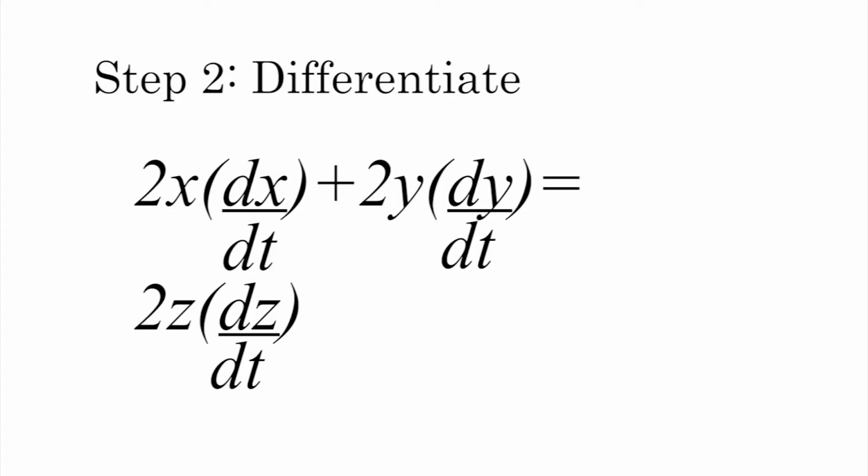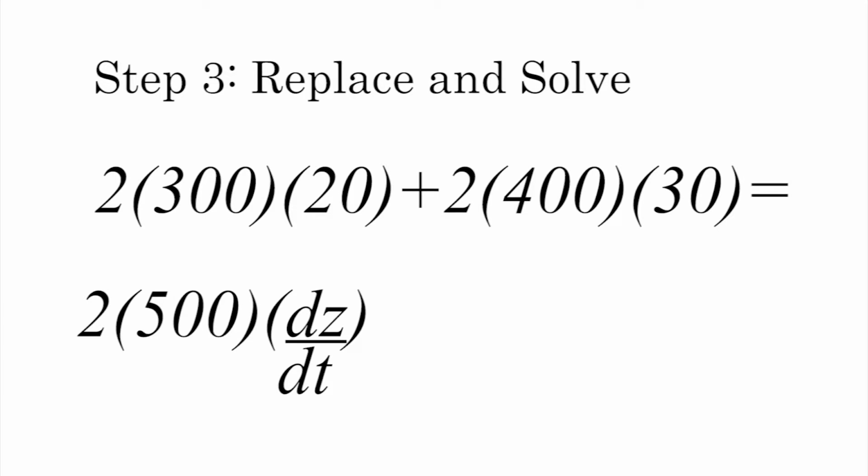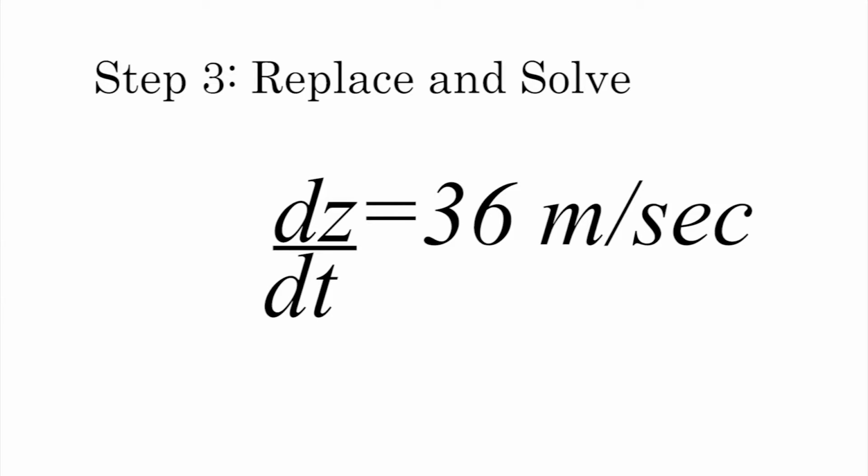We continue by plugging in each variable at its corresponding spot in the equation. Ultimately, that gives us 2 times 300 times 20 plus 2 times 400 times 30 plus 2 times 500 times dz/dt. Simplify it and we get 12,000 plus 24,000 equals 1,000 dz/dt, which can then be further simplified to dz/dt equals 36. So now we know that the distance between the cars increases at 36 meters per second.